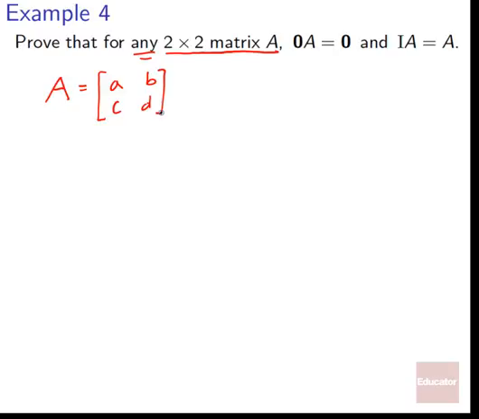This will be true for any 2x2 matrix. So we've got that as an idea. So now we can just try multiplying. If this is going to work for this A here, A, B, C, D, that's a stand-in for any 2x2 matrix at all.